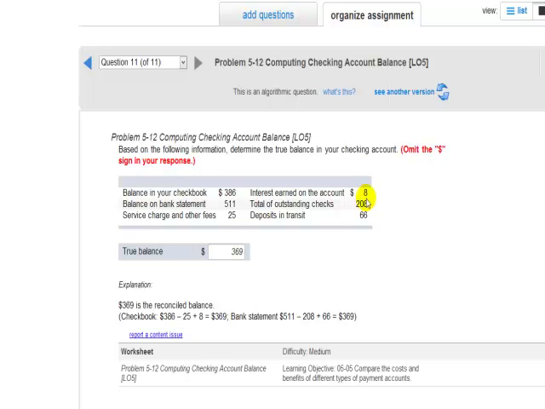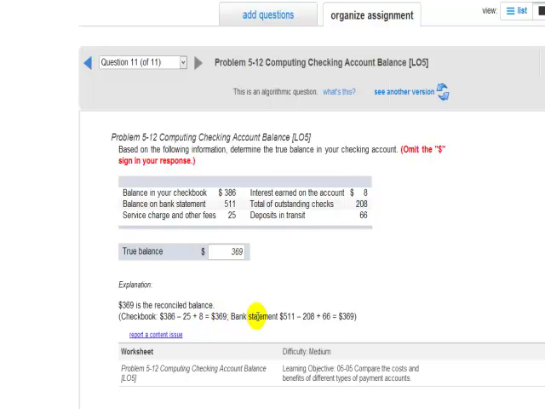So there are two things we need to adjust on the checkbook that the checkbook didn't know about until we opened up our bank statement or until we looked online. It would be the $25 service charge and the interest earned. So we'll subtract the service charge and add the interest earned, and right now the checkbook balance should be $369.